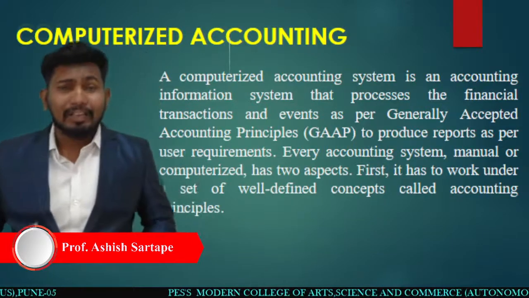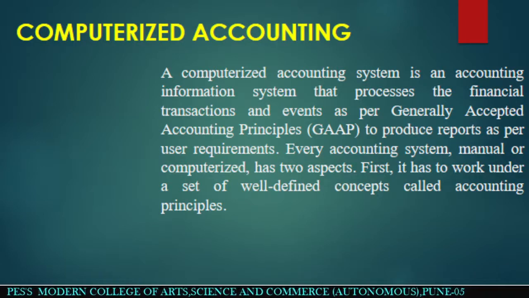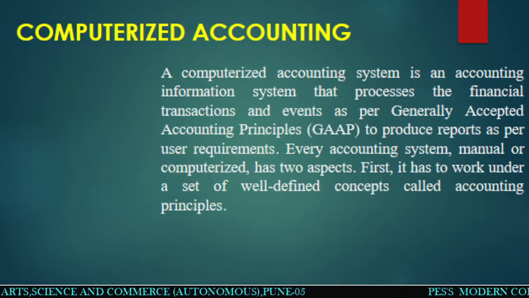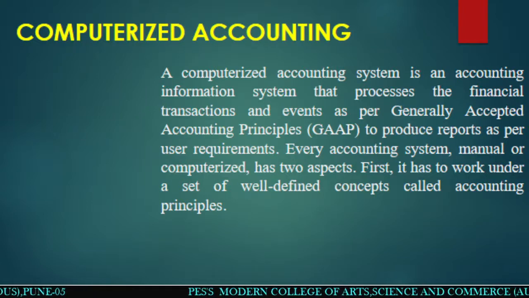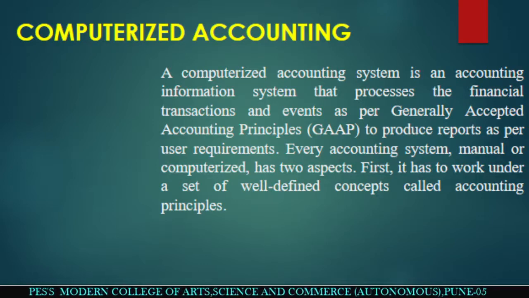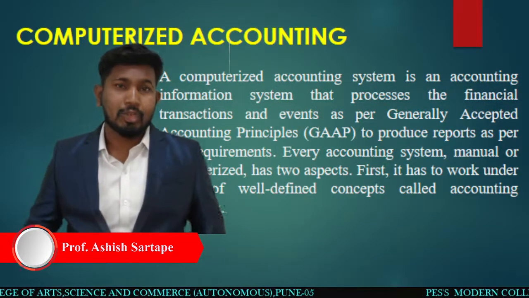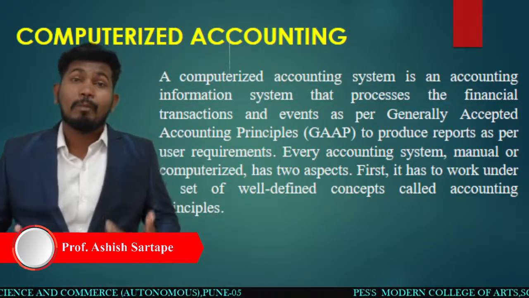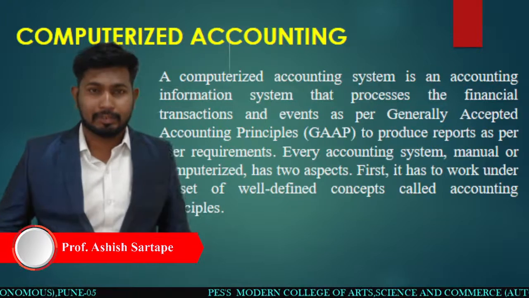So friends, a computerized accounting system is an accounting information system that processes financial transactions and events as per generally accepted accounting principles to produce reports as per users' requirements. Every accounting system, manual or computerized, has two aspects. The first aspect is that it has to work under a set of well-defined concepts called accounting principles. In previous sessions, we already learned what accounting principles are and the various accounting principles.